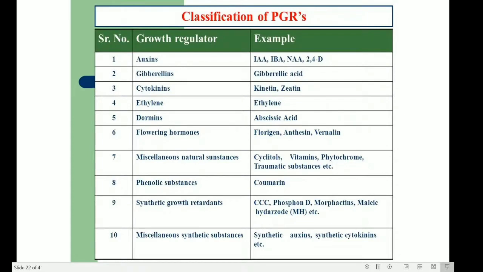Please remember their roles. For flowering, it is florigen, anthesin and vernalin. Each and every function of plant growth hormones is very important.